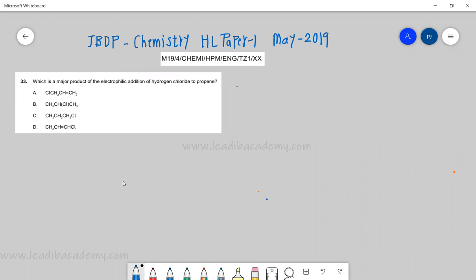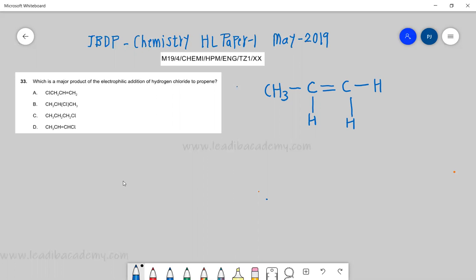Let's look into question number 33, again of organic chemistry. Which is a major product of electrophilic addition of hydrogen chloride to propene? So first and foremost is to draw the structure of propene, CH3, then CH. I'm purposely drawing it like this so that it is easy to understand what is going to be the case. Okay, so this is the propene.